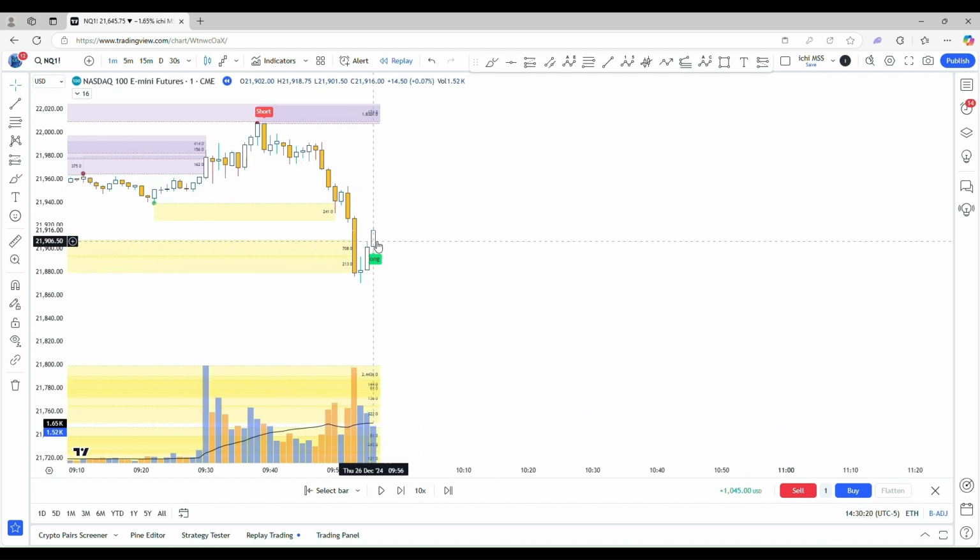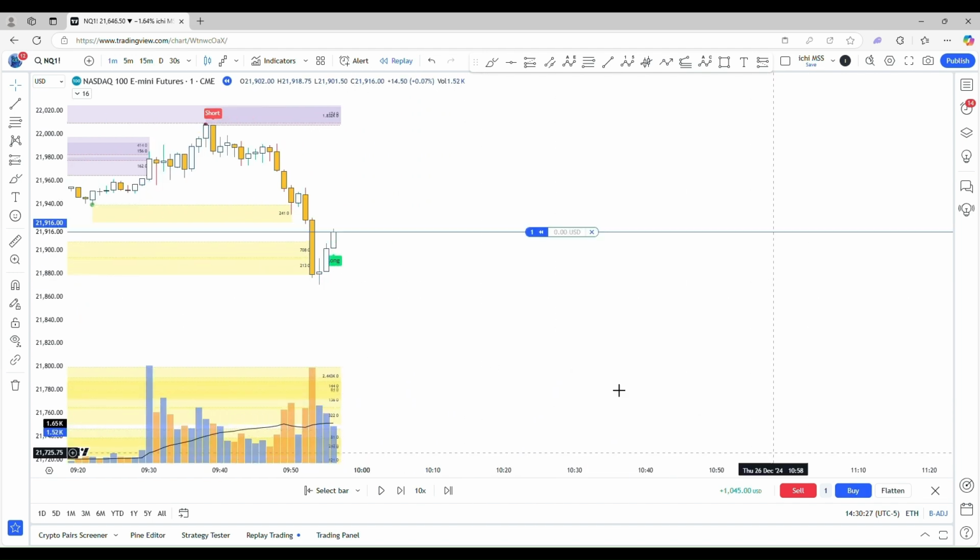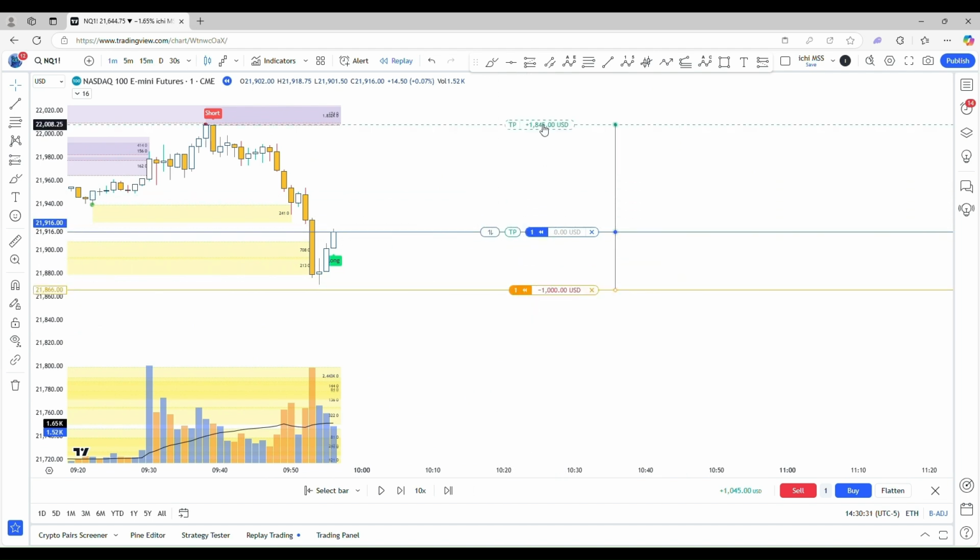So we're getting a long signal now from the Twin Range Filter after interacting with this area. So let's see if this would be a viable trade. Place it under that swing point, and then we'll target this other area of liquidity back up here.